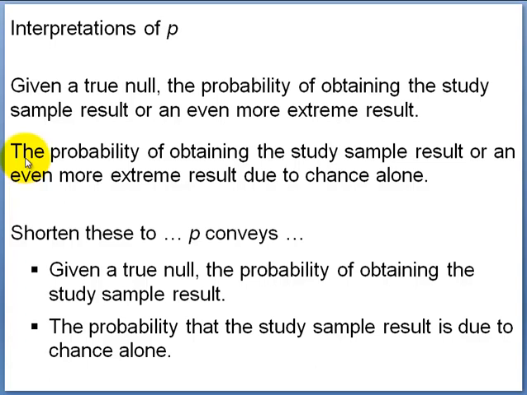Now, both of these interpretations can be shortened. P conveys, given a true null, the probability of obtaining the study sample result. That's shorthand for this result. And then we can also say P conveys the probability that the study sample result is due to chance alone. So these are just sort of shortcuts. The first definitions are more explicit.